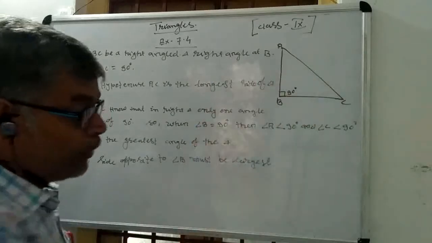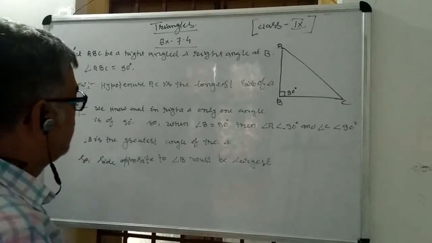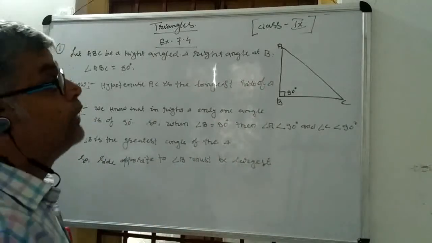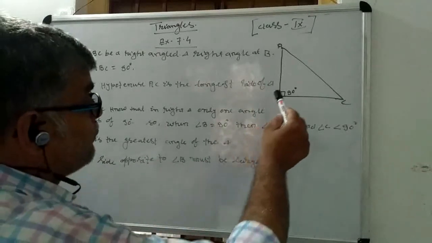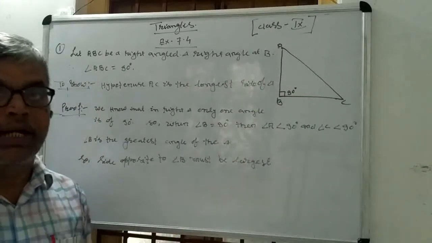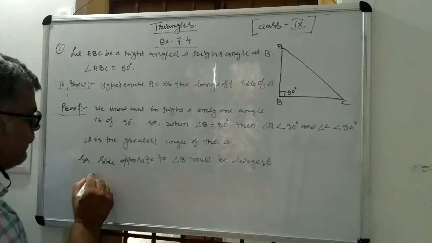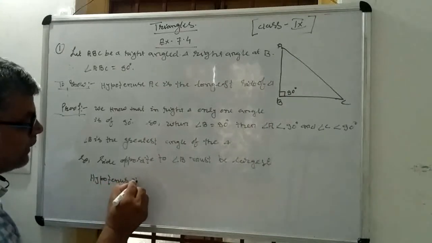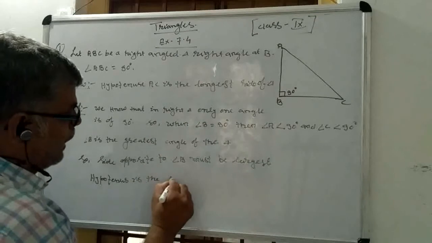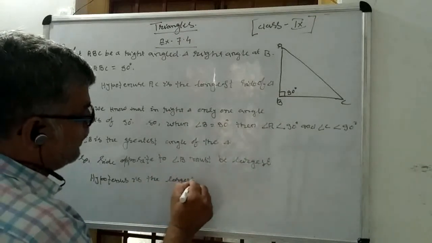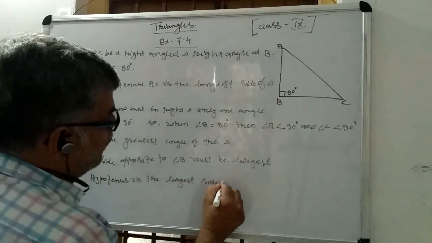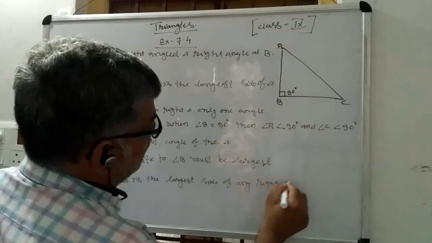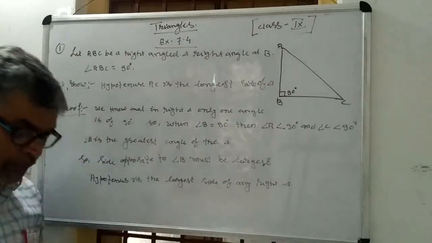So the side opposite to it is also larger. So the side opposite to angle B must be largest, and you know that the side opposite to the right angle is the hypotenuse. So the hypotenuse is the largest side of any right triangle. Thus it is proved.